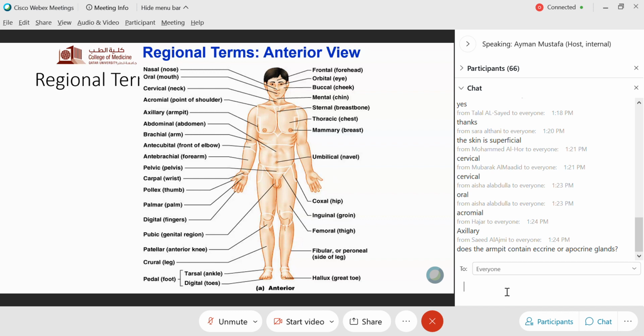Eccrine glands contain the smelly glands, you know? The smelly sweat comes from the eccrine sweat gland. But it's not our subject here. Okay.